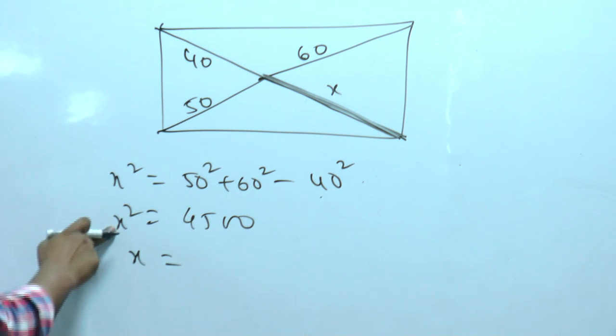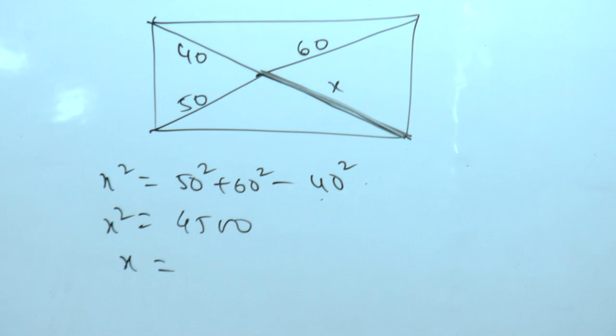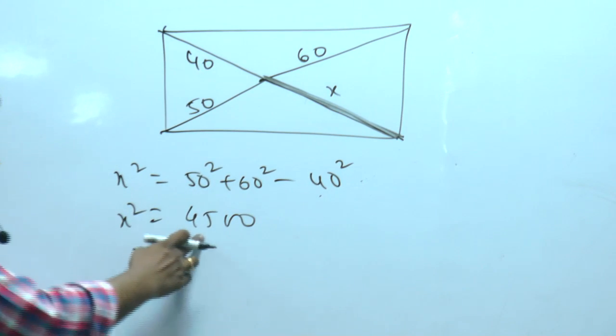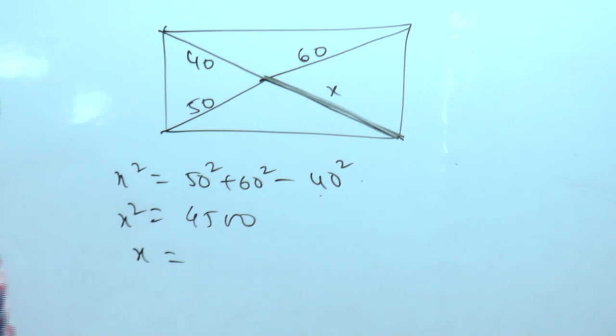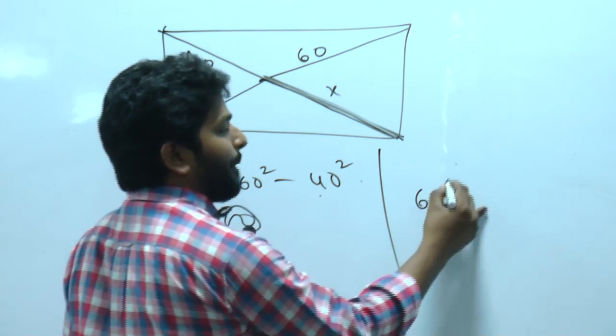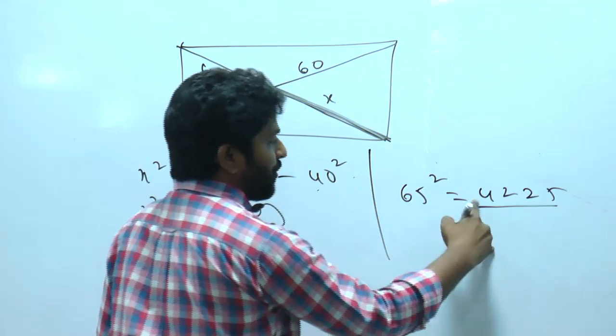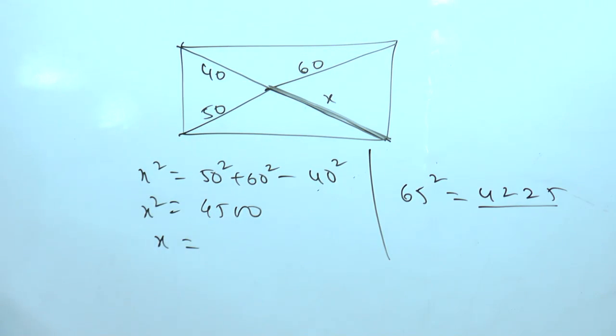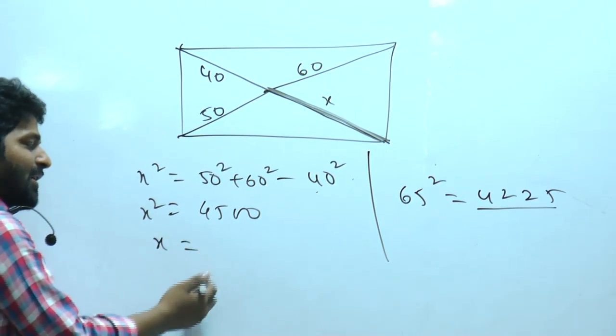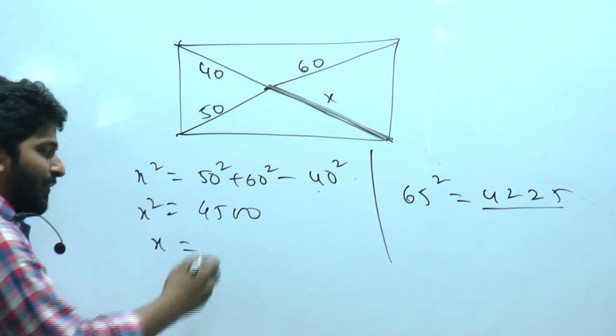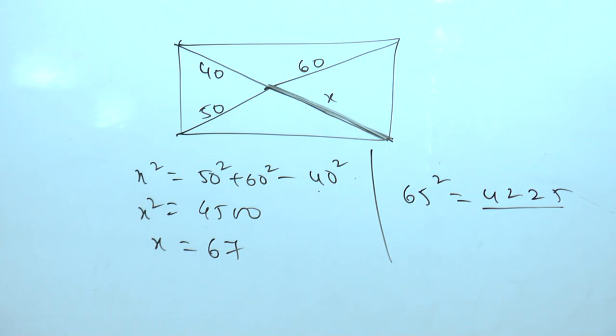Nearest answer: if you treat x as 70, what is 70 square? This is more than that, and the x value is less than 70. How many options are there? So it can be either 62 or 67. What is 65 square? 5 square ends with 25. 6 sevens are 42. So 65 square is 4225. But you have more than that. Hence the x value is more than 65 but less than 70. You have only one number, 67.